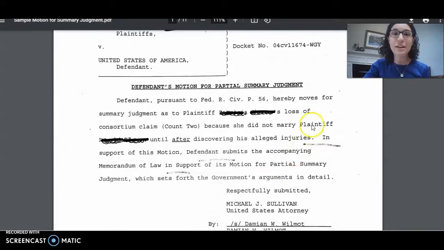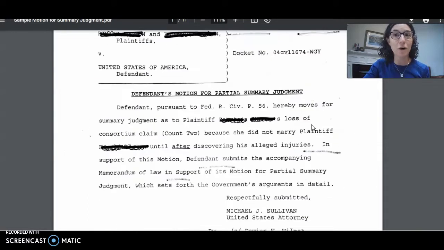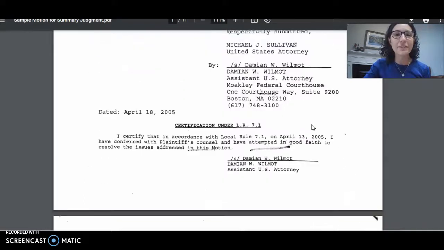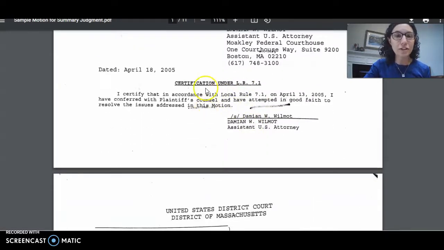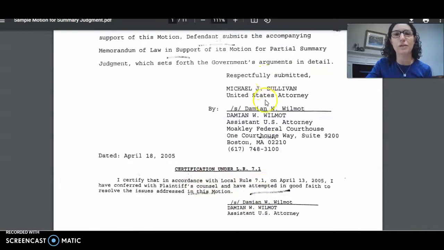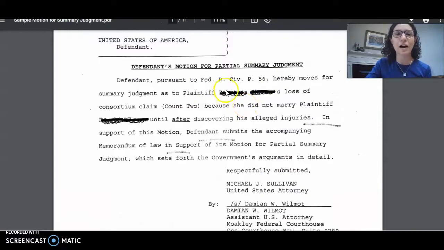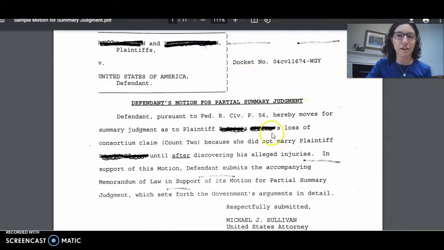Okay, but you can see how we got the motion for summary judgment onto one page. Last, I forgot to mention, do not include this certification here. This certification under LR 7.1, that is a local rule that is only for the federal court. We don't have it in state court. So again, just delete and omit this. Don't even put this in yours. What I want you to look at is the content of the paragraph and just what the document looks like. Okay, there's your motion for summary judgment.